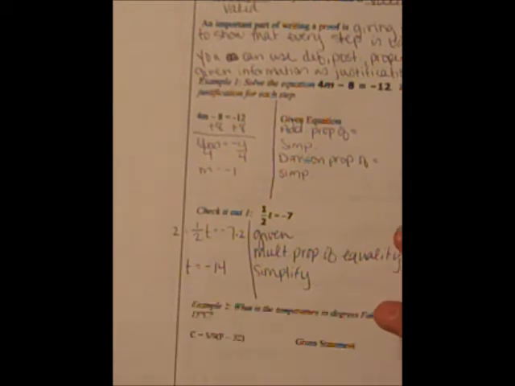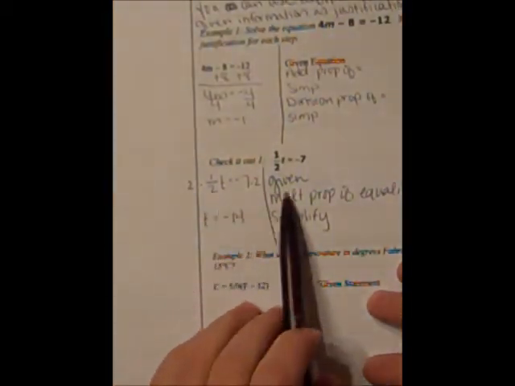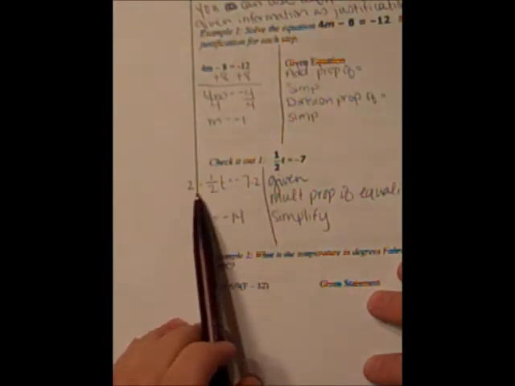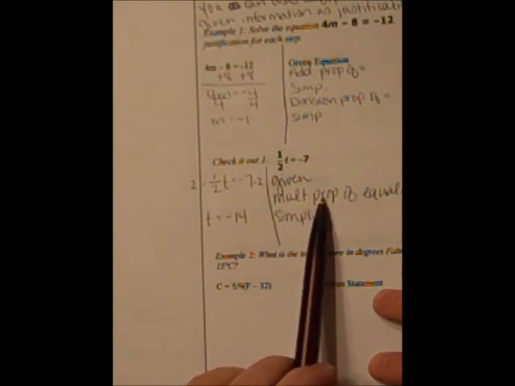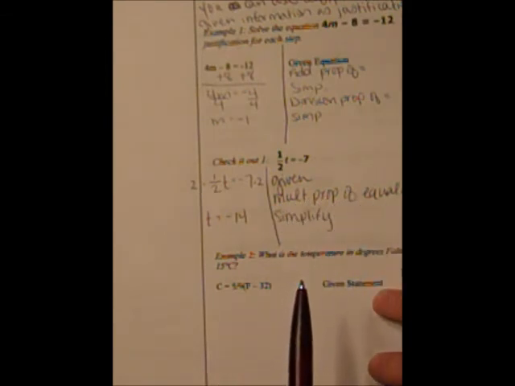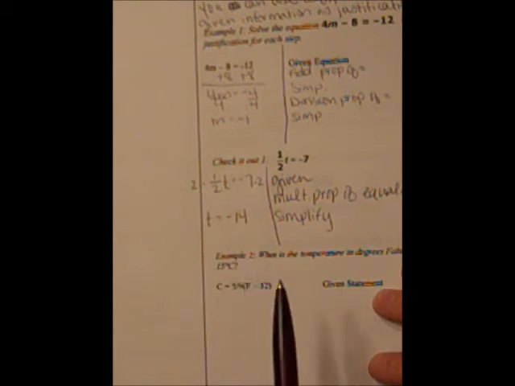Okay? Check it out. 1/2 t is equal to -7. That's the given equation. So the first thing I'm going to do is multiply both sides by 2. So that would be multiplication property of equality. And then I simplify. t is equal to -14.